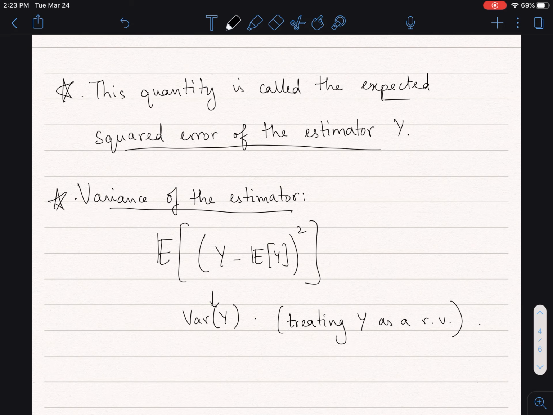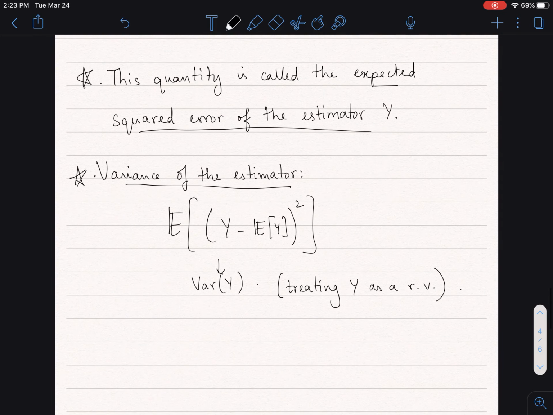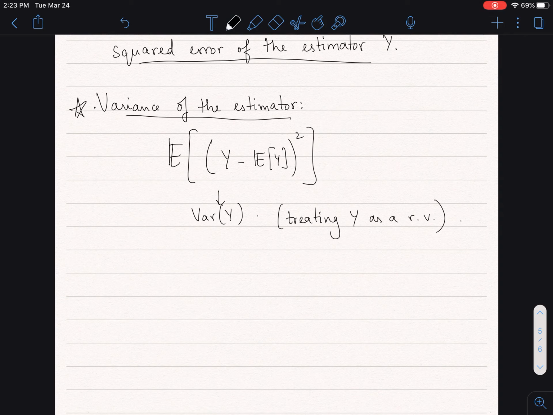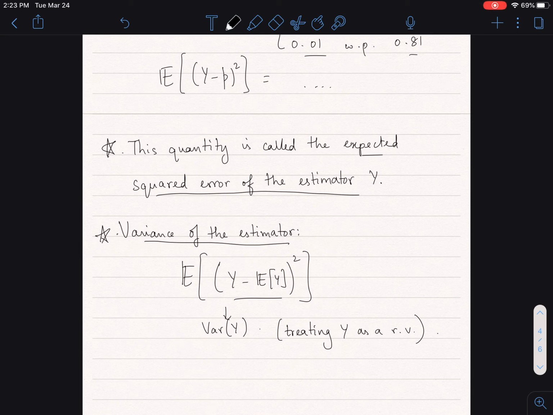Okay, so let's now see quickly how the variance relates to the mean squared error, or the expected squared error. The variance is over here. Note that the only difference between these two quantities is that in the expected squared error you have the difference between the estimator, which is y, and the true value that you would like to estimate, while here you have the difference between the estimator and the expected value of that estimator.